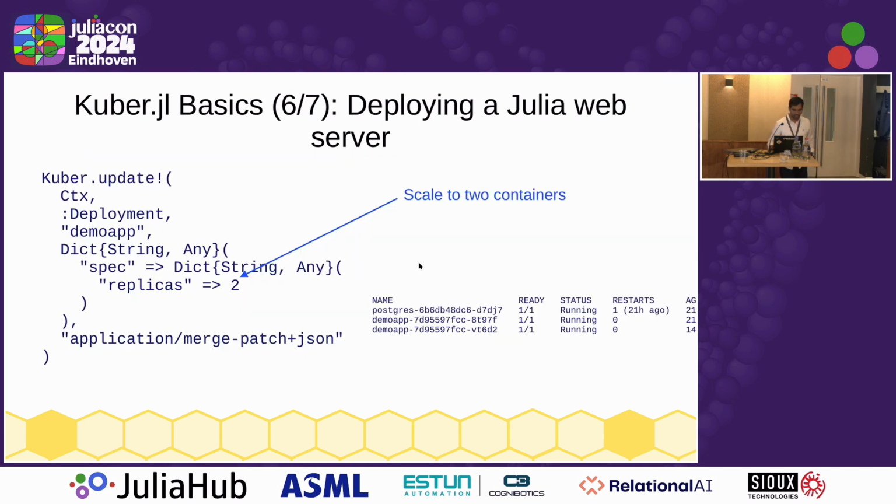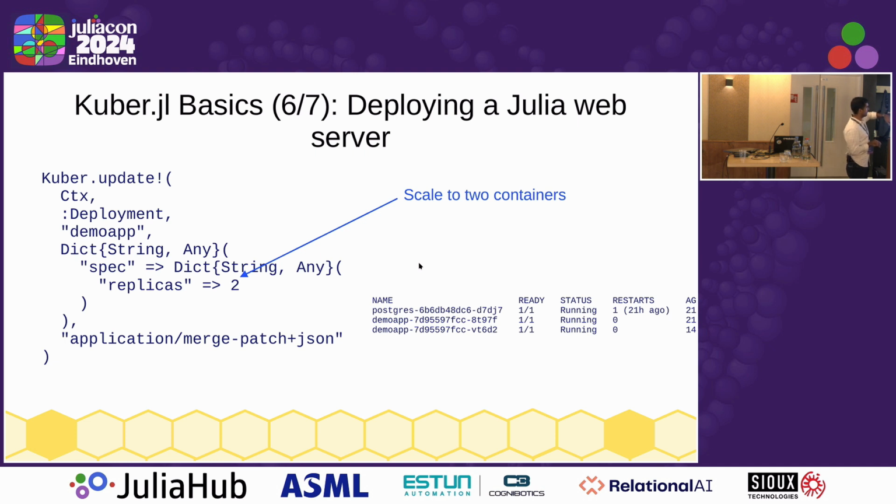Okay, so that was about deploying a web server. Now, what if you wanted to scale it out? You had one container, you want multiple containers. You can use the update method, and to update method, you just say you want to update a deployment, the name of the deployment, and then you need to specify that you want 2 replicas.